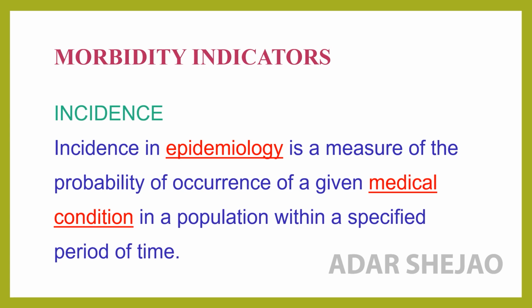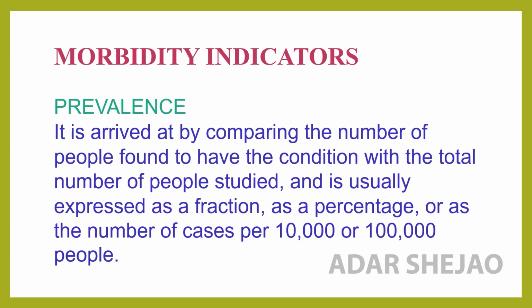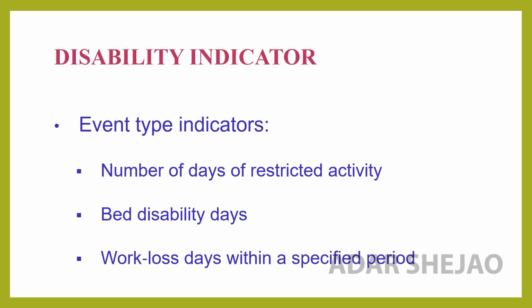Morbidity indicators. Incidence. Incidence in epidemiology is a measure of the probability of occurrence of a given medical condition in a population within a specified period of time. Prevalence. It is arrived at by comparing the number of people found to have the condition with the total number of people studied, and is usually expressed as a fraction, as a percentage, or as the number of cases per 10,000 or 100,000 people. Disability indicator.